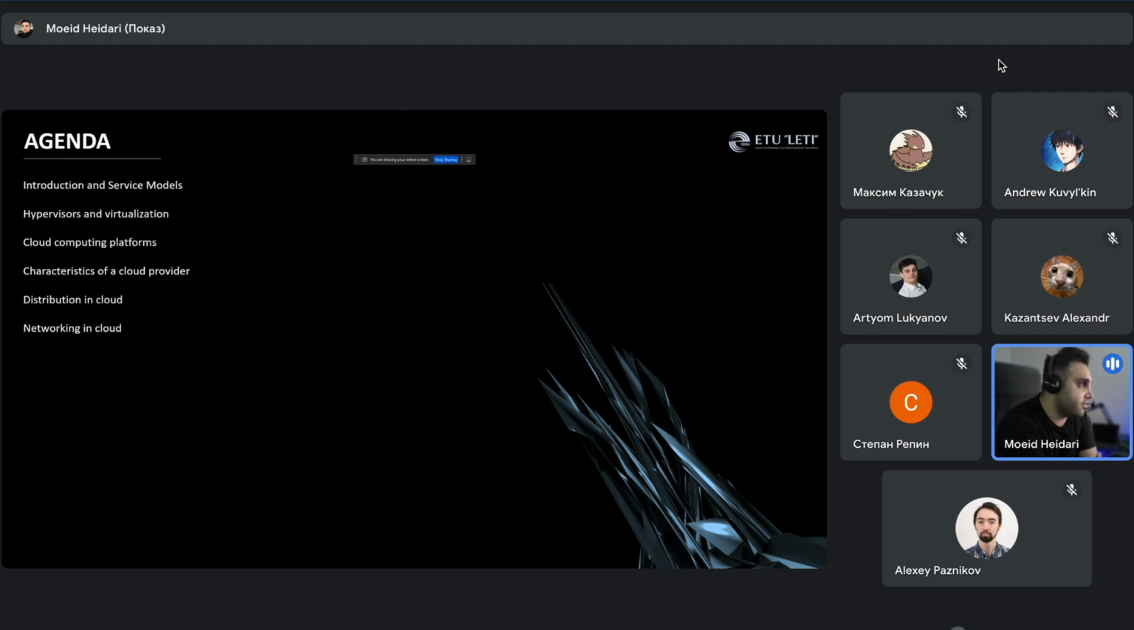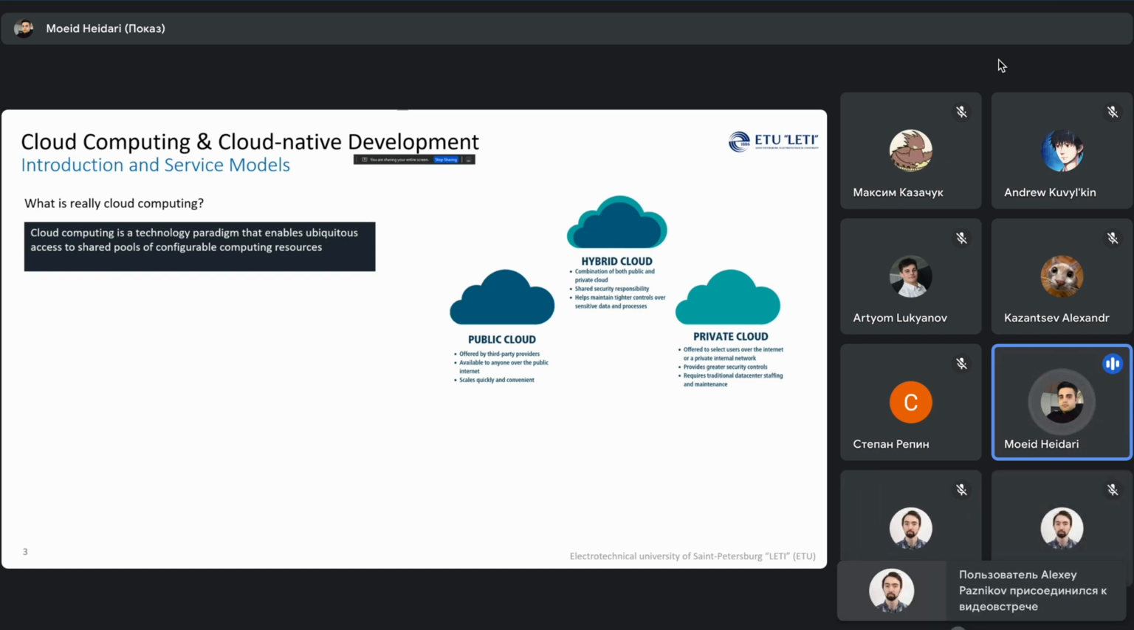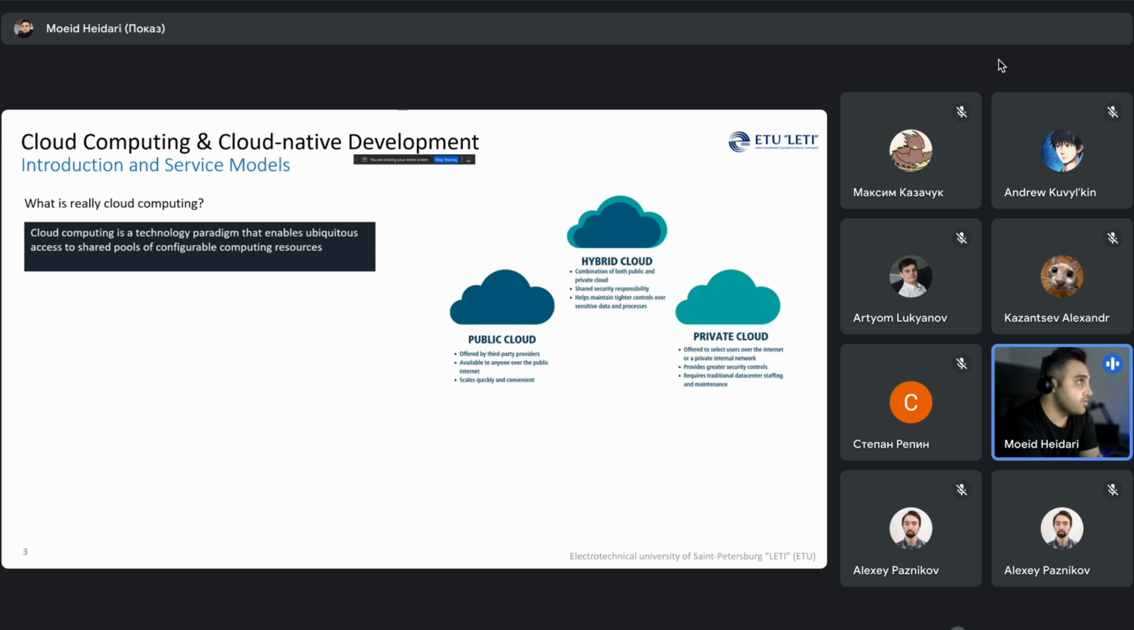Then we will talk about distribution in cloud computing and different techniques of distribution and synchronization of data and computing. Then we will jump to the networking in cloud, and we introduce some important topics in networking in cloud. So, yeah, the first thing, let's introduce cloud, and let's see what is really cloud computing and why we need to have cloud as our computing source.